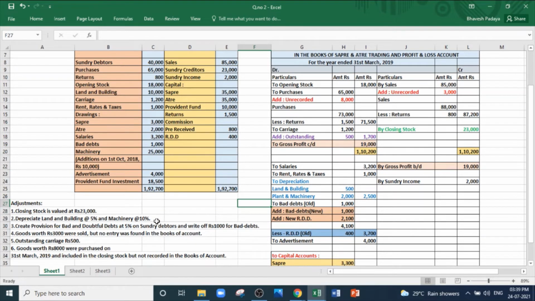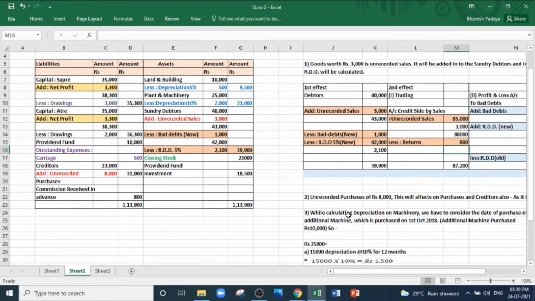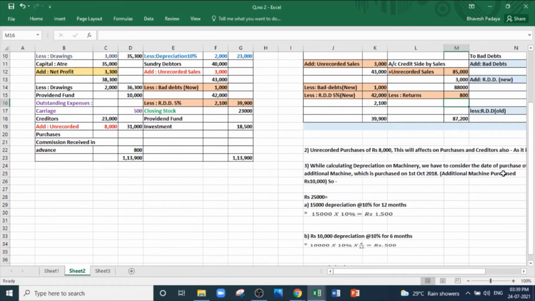Now machinery has an adjustment, so you have to make a working note. The date of additional machinery is 1st October, so the additional machinery is used only for 6 months from October to March. So the depreciation also will be for 6 months only. Total amount of machinery is 25,000.